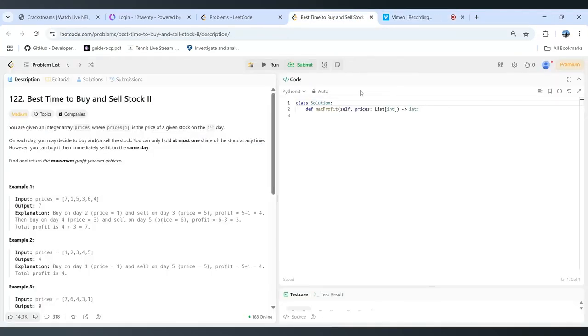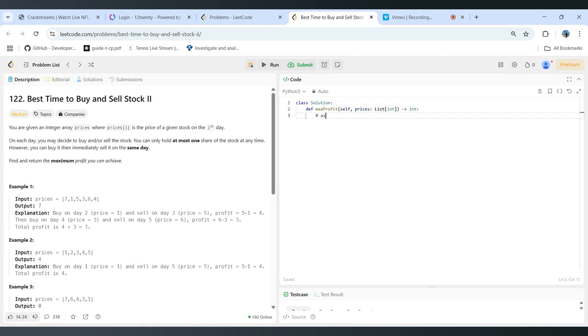Okay, hi. So, in this interview, I will be trying to solve problem 122 on Leetcode, best time to buy and sell stock, number 2. I'm given an integer array prices, where prices[i] is the price of a given stock on the ith day. On each day, you can decide to buy or sell the stock, and you can hold at most one share of the stock at any time. However, you can buy it and immediately sell it on the same day. Find and return the maximum profit you can achieve.